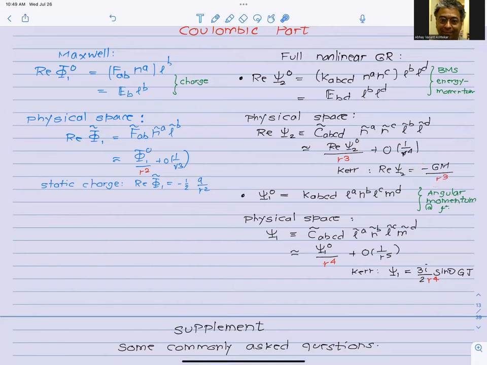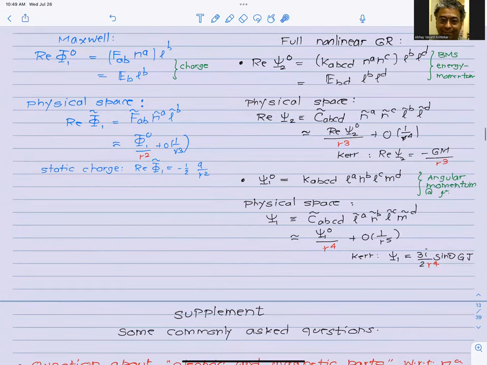So this is the Coulombic part. It has information about the mass. But now, in nonlinear relativity, there's also another field which carries Coulombic information, and it has the angular momentum information, just like this had mass information. And that is obtained by taking, here we have two n's and two l's. Now we have two l's and one n. So more l's, more Coulombic you get. So this is even more Coulombic because I have fewer n's. Here I had two n's and now I only have one n here.